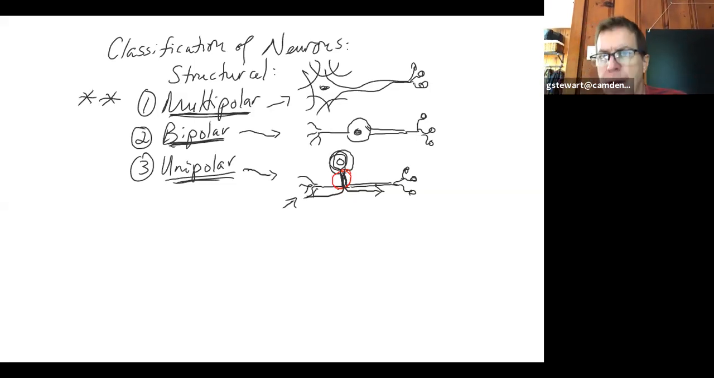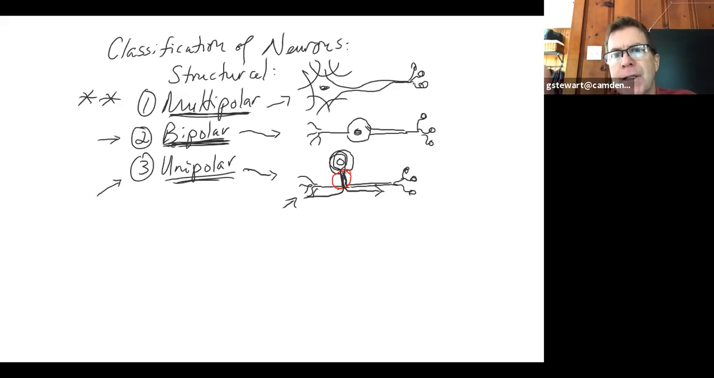They're really quite rare. They're typically found in special sense organs, like eyesight, hearing, taste, smell, those things. So these are special sense organs where we find bipolar neurons. Unipolar are somewhere in between. They're not as common as multipolar. They're not as rare as bipolar.